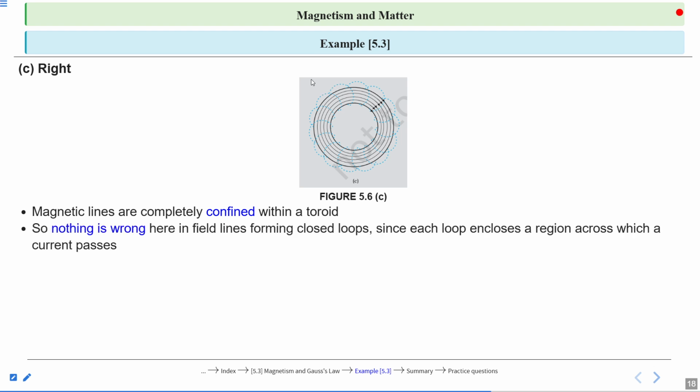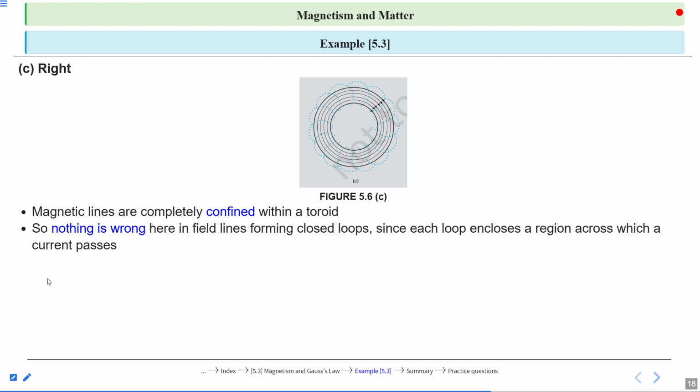Okay, so nothing is wrong here in field lines forming closed loops, since each loop is enclosing a region. These windings are having current. All the windings of the toroid have current. So this innermost loop is enclosing some amount of current that is flowing through these windings. The outer loop is enclosing more current. The next outer loop is enclosing even more current. So nothing is wrong here in the field lines forming closed loops, since each loop encloses a region across which a current passes.